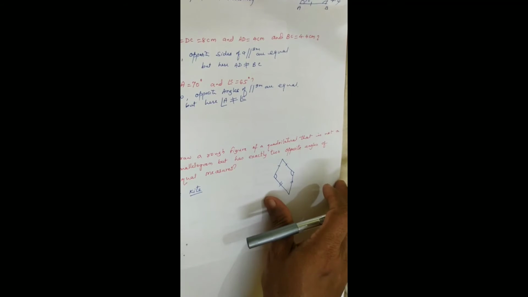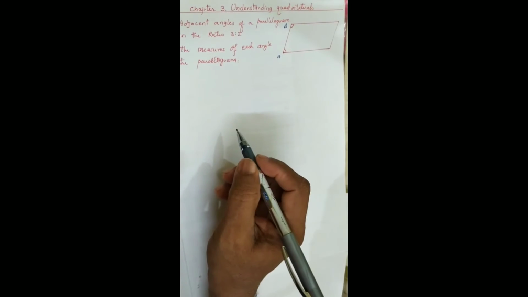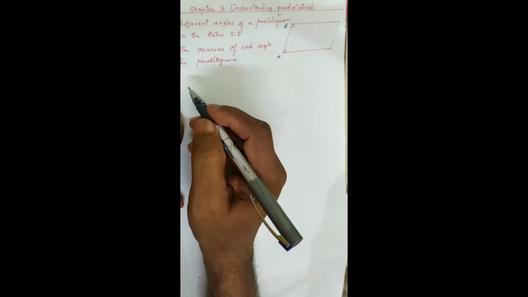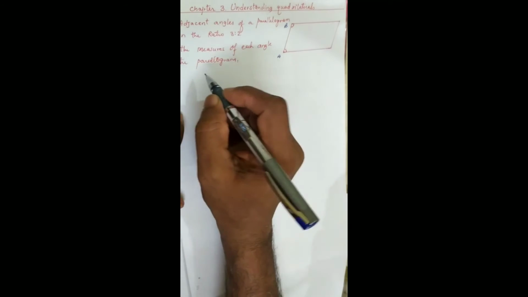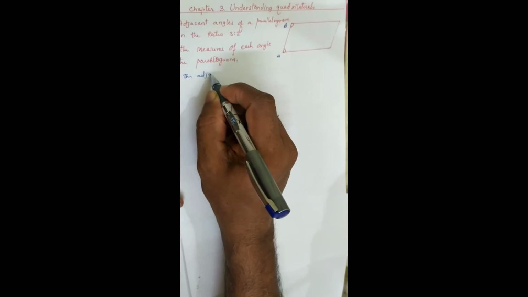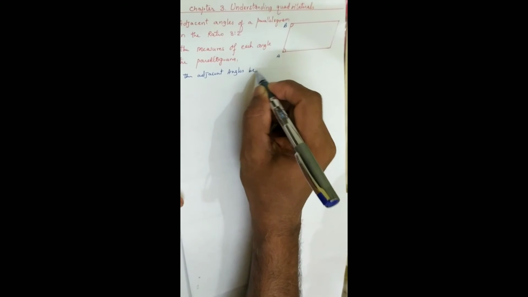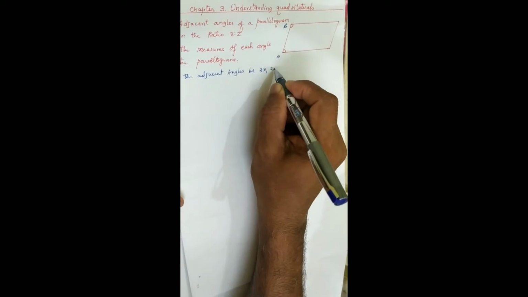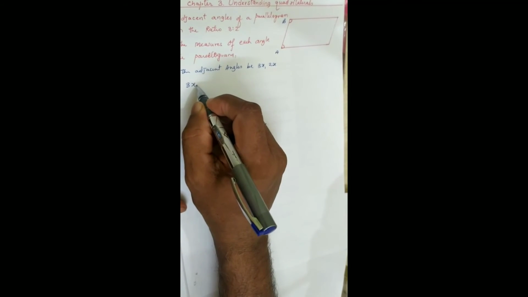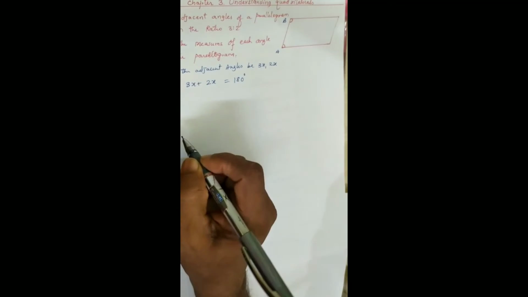Next problem. The adjacent angles, we will name them A, B. These are the adjacent angles. These are in the ratio of 3:2. So we have to find the measure of each angle. So we'll name them. Let the adjacent angles be 3x, 2x, and the property: 3x plus 2x, that is, adjacent angles are supplementary.